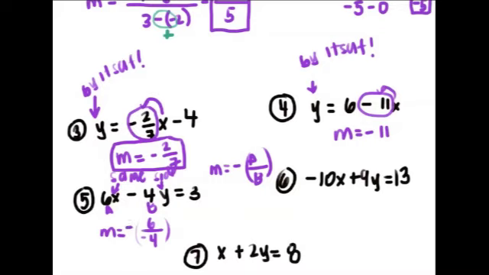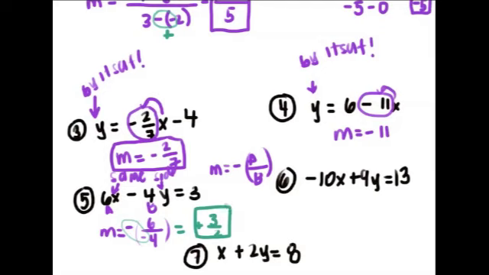So lots of things are going to happen here. The negative and negative is definitely going to make my answer positive. Okay, what about the 6 over 4? What's that going to reduce to? It's going to reduce to 3 over 2, right? So my slope for this is 3 over 2.